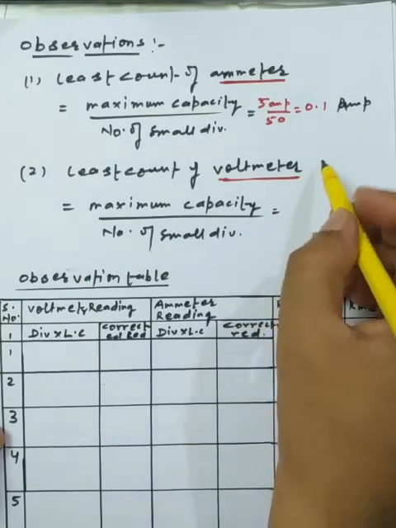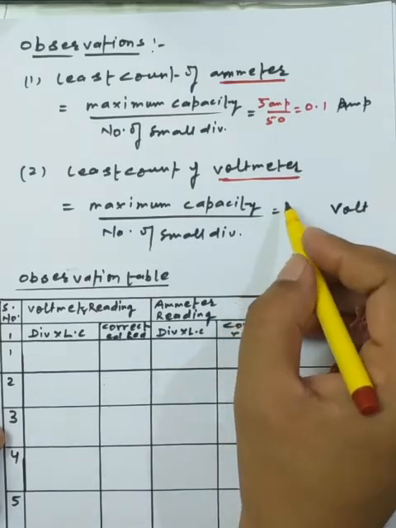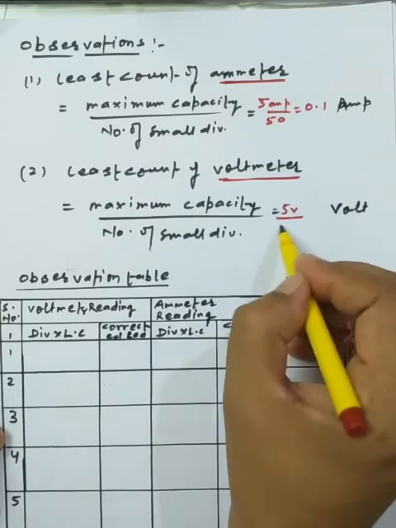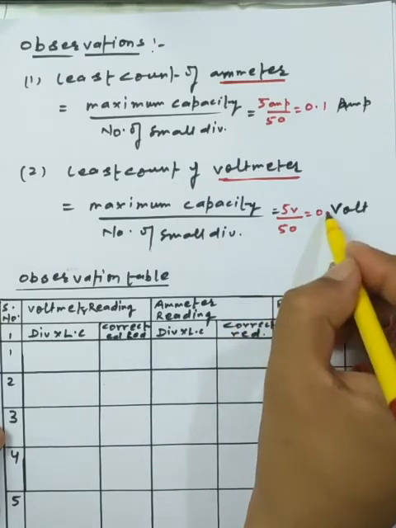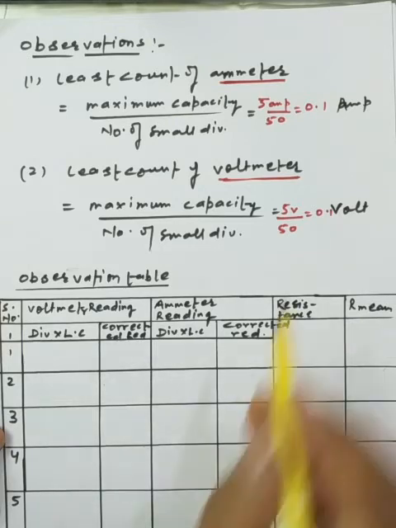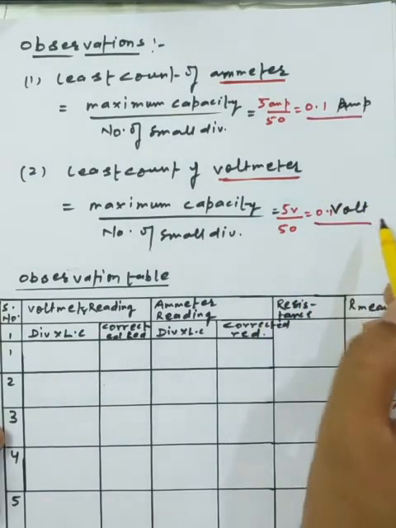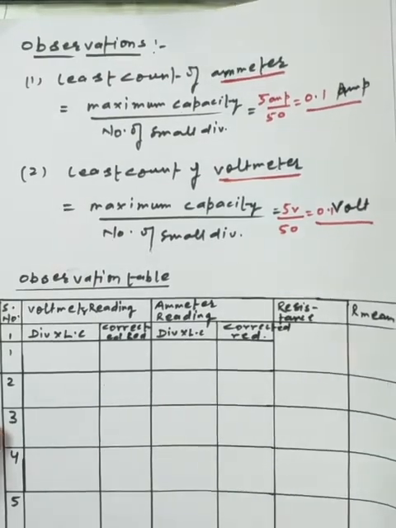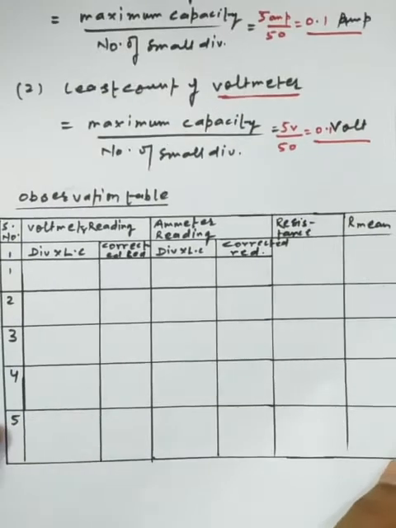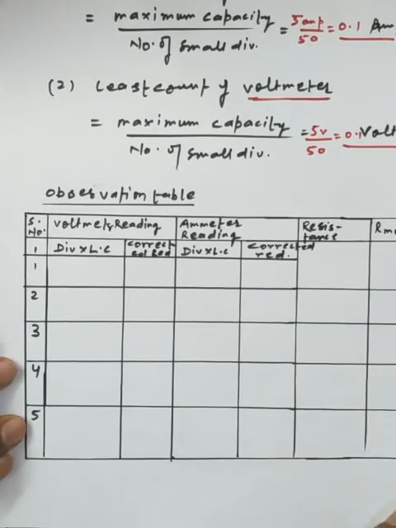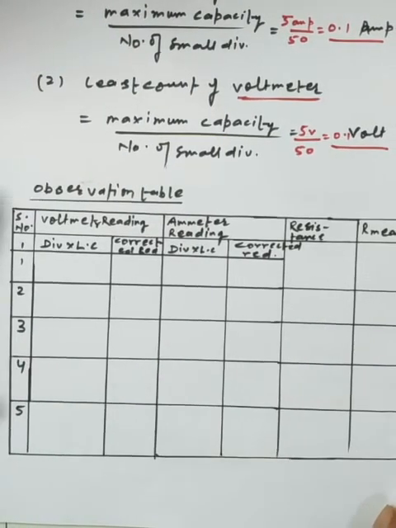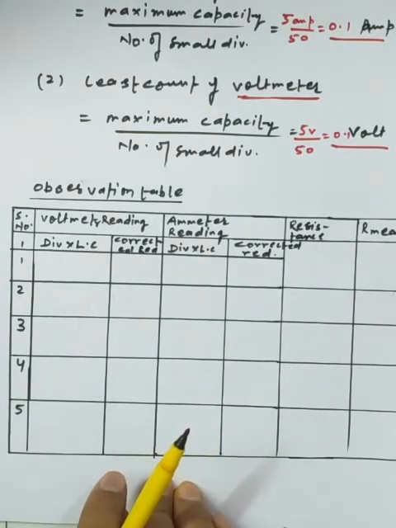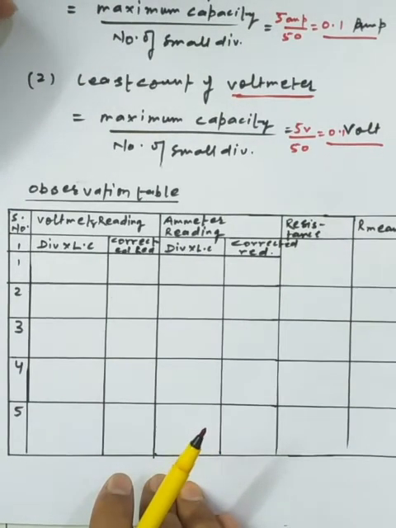So easily I am just writing here 5 ampere is to be divided by 50, as 5 volt is to be divided by 50, that is 0.1 volt. So 0.1 ampere and 0.1 volt, which we have discussed as the least count, is part of the observation. Now how can we utilize these observations? We have made a basic table, called the observation table, and in the observation table we have made the calculations of the voltmeter reading as well as the ammeter reading.